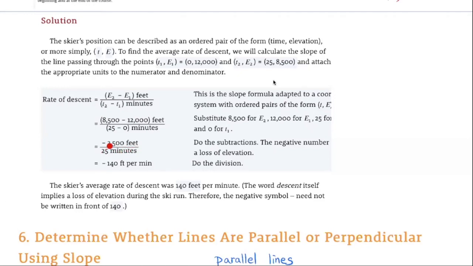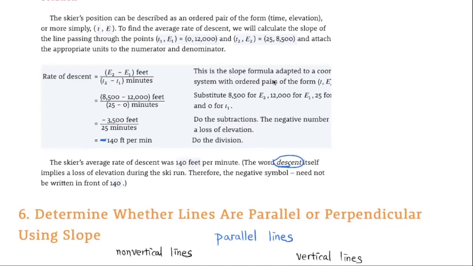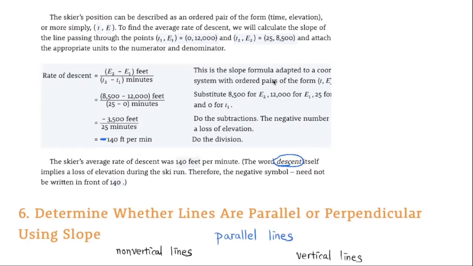So negative 3,500 feet. The change in time is 25 minutes. So dividing here is negative 140 feet per minute. The unit here is feet per minute. So the skier's average rate of descent was 140 feet per minute. Now the negative symbol need not be written in front of the 140 when you say it's descending. When you already say descend, then you don't have to put the negative sign there.